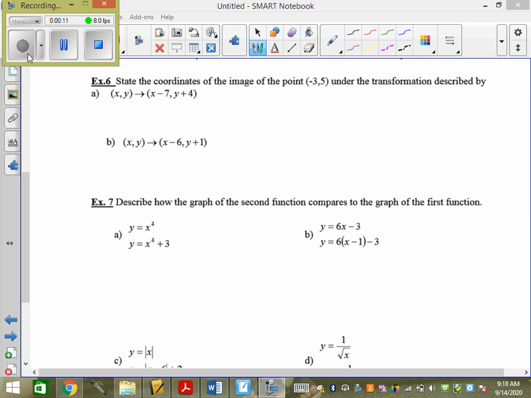We have: state the coordinates of the image of the point -3, 5 under the transformations. So I want you to give me the image points, but what I also want you to do here is state the transformations. So horizontal translation, blah, vertical translation, blah. Okay, so you're going to try these two out, see if you remember. This is mapping. So for mapping, when they give you mapping directly, mapping and words are the same, right?